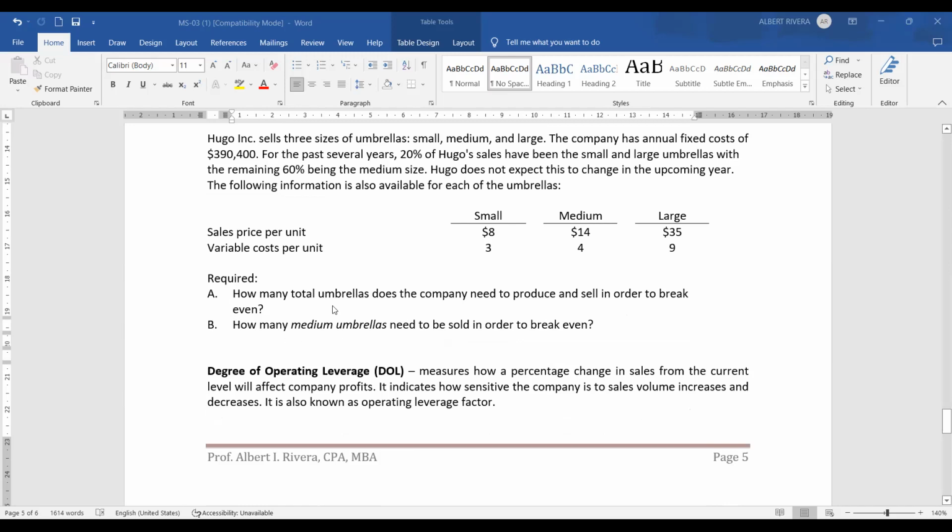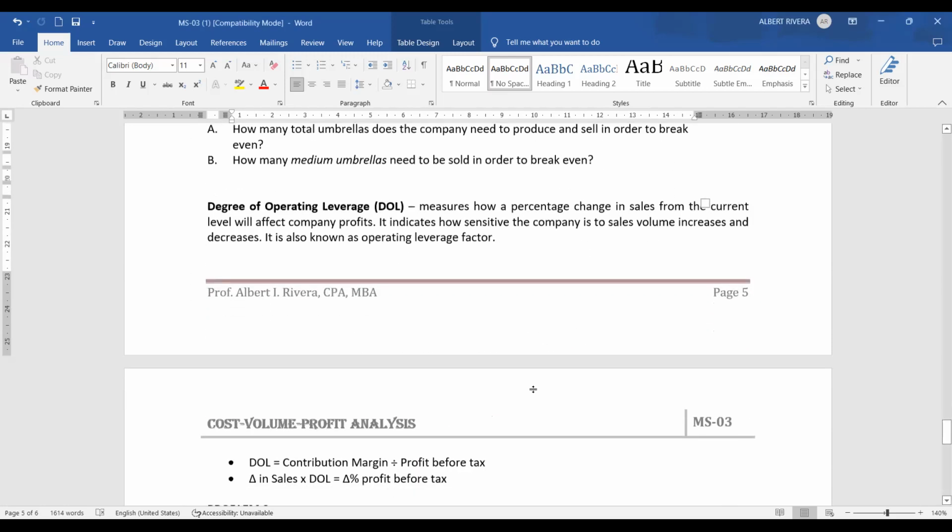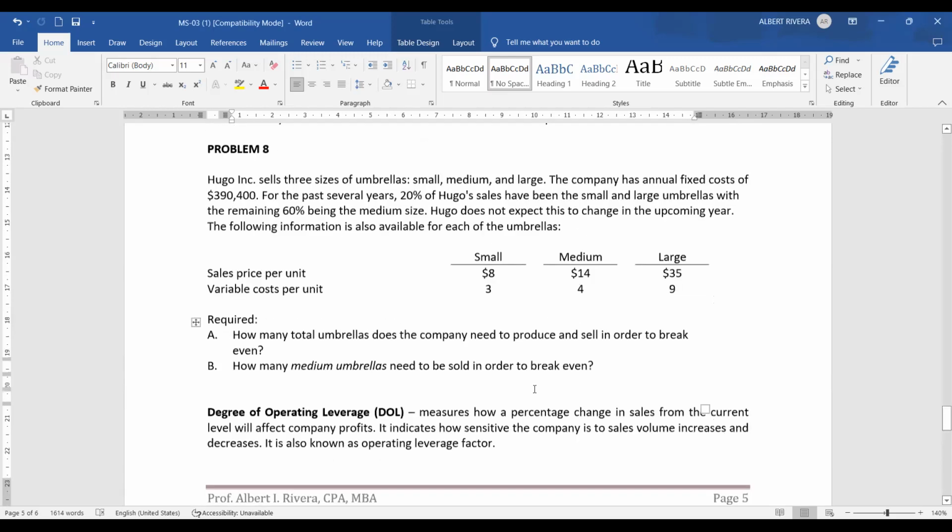Well, to compute for the medium umbrellas that need to be sold in order to break even, out of that break even point number of units, you just multiply that with the corresponding sales mix related to the medium size, and that is 60%. You will now get the answer for requirement B. Can you please try answering this problem A? Okay, then we'll move to the next 2 problems.